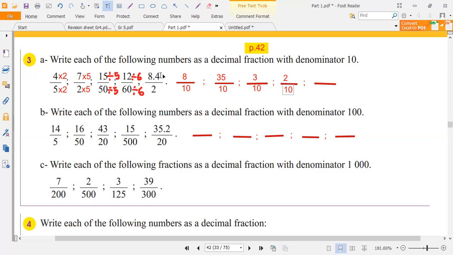Now 8.4 over 2. What we have to do to make it 10? We have to multiply by 5. So we multiply this fraction by 5. Let's multiply 8.4 by 5. Let's do it here. 8.4 times 5.